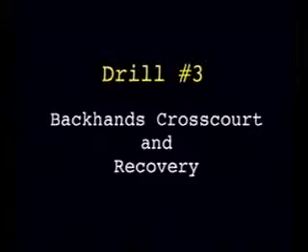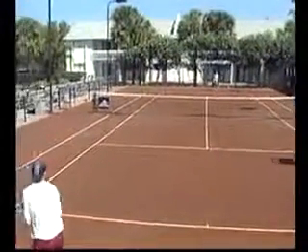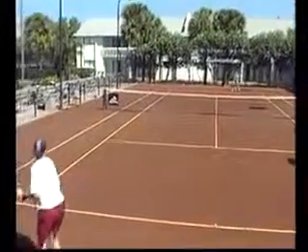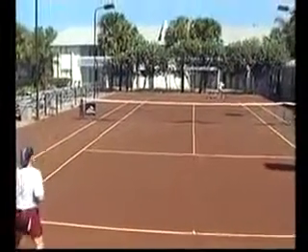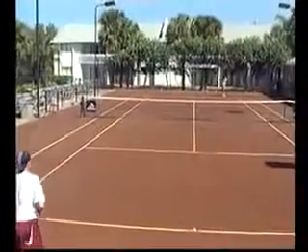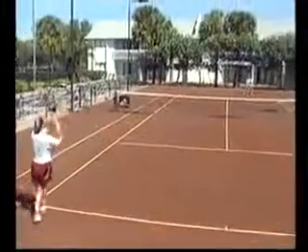Drill number 3, backhands cross court and recovery. Now we have both players working in the backhand cross court pattern, again focusing on consistency and correct recovery. Play the same game in scoring as drill number 2. Compare the results of drills 2 and 3 to help you determine whether you are more consistent in the forehand or the backhand pattern.